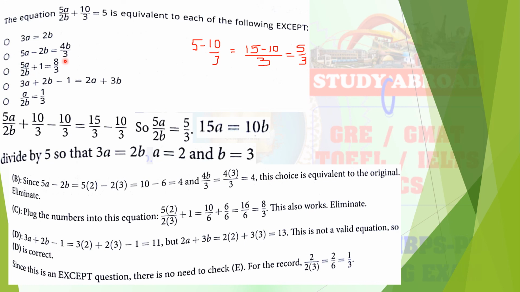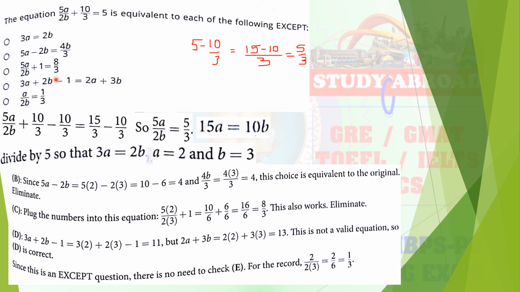5a divided by 2b plus 1 is equal to 8 by 3. So just substitute the value of a as well as b. So left hand side, after simplifying you will get 8 by 3. Right hand side, of course the answer is already given, that is also 8 by 3. So left hand side as well as right hand side match. So this option C is also eliminated. Next.